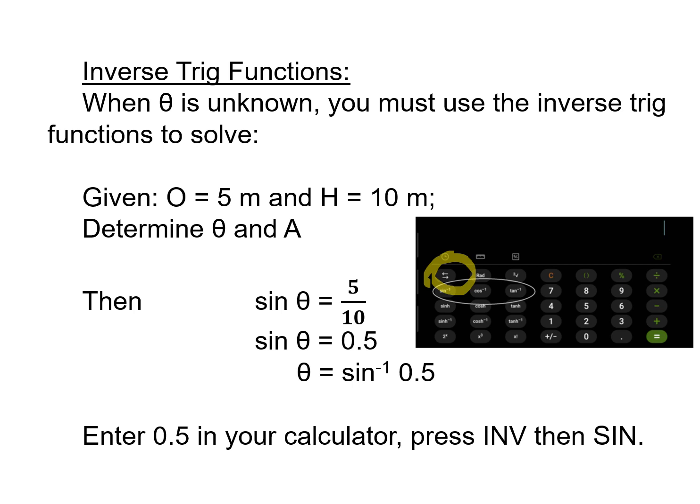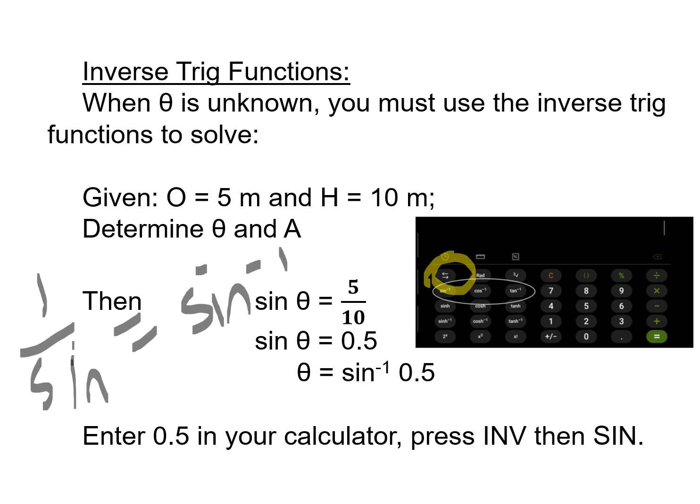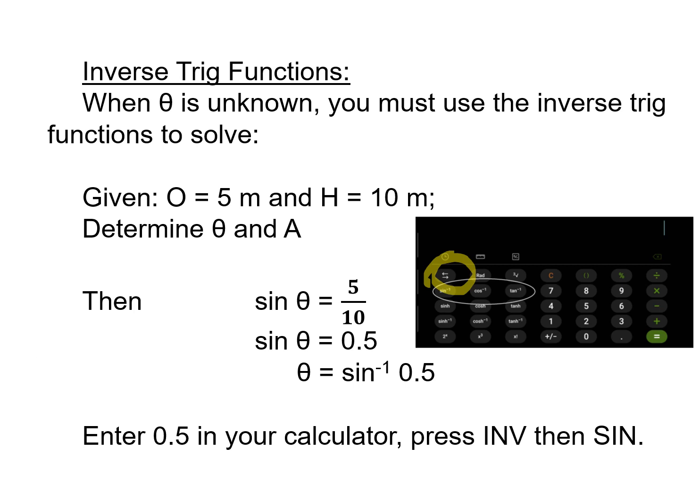That's basically the same as saying 1 over sine is equal to sine over 1, and the same thing with cosine and tangent. Okay? So if you need to solve for an angle, and you only have one angle, you're going to need the inverse tangent.